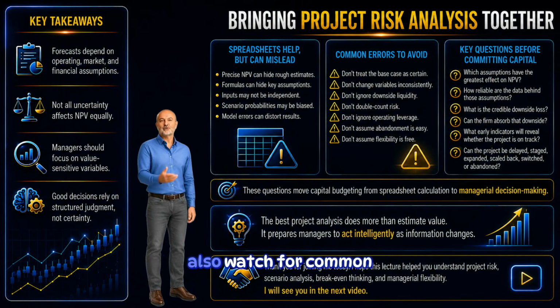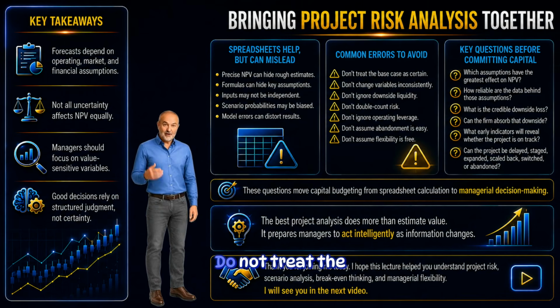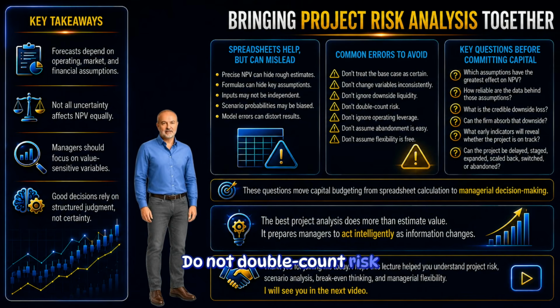Managers and analysts should also watch for common errors. Do not treat the base case as certain. Do not change variables inconsistently. Do not ignore downside liquidity. Do not double count risk by using both overly conservative cash flows and an excessively high discount rate. Do not ignore operating leverage. Do not assume abandonment is easy. And do not assume flexibility is free.